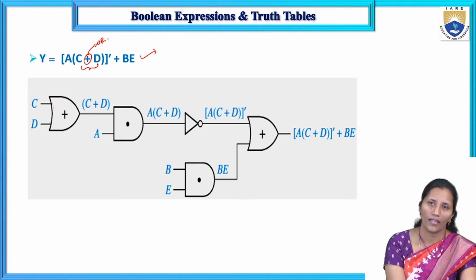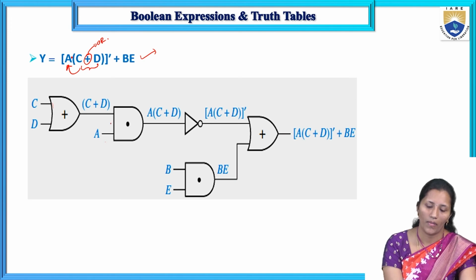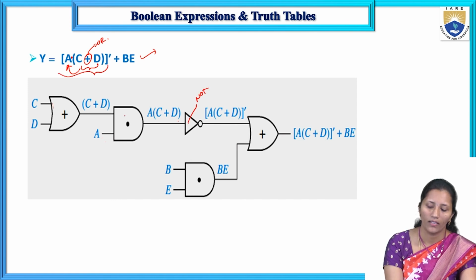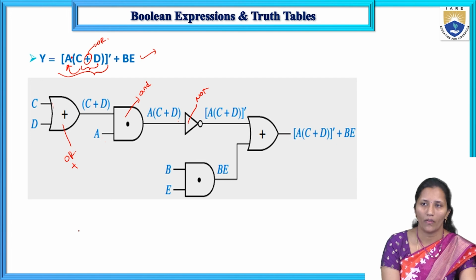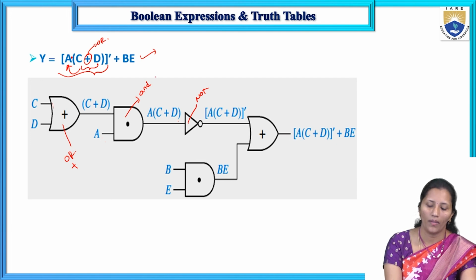So OR gate output is given to the AND with the A. So here it is dot. Multiplying is nothing but dot, that is AND operation. So give AND gate here. A and C plus D whole bar we have to perform. So that complement is nothing but this is NAND gate. This is NOT gate. This is AND. This is OR. So if we have any additions, we have to use OR gate.